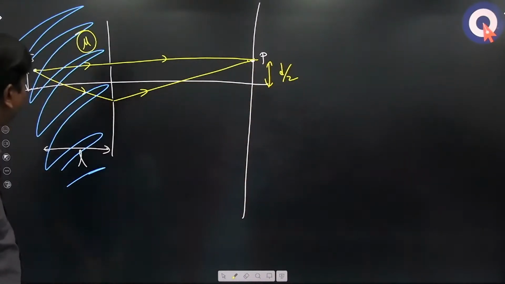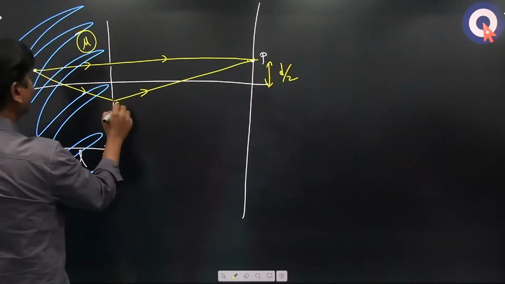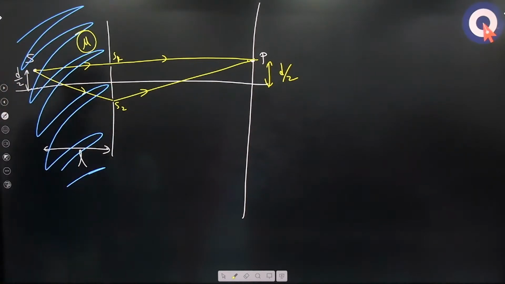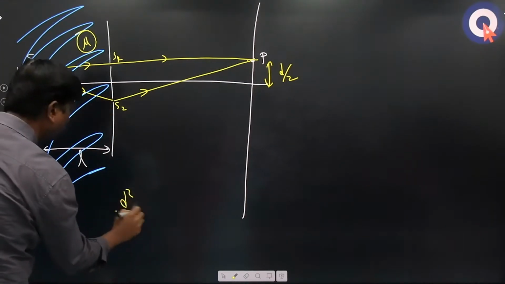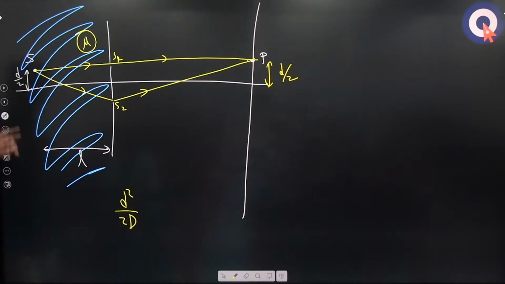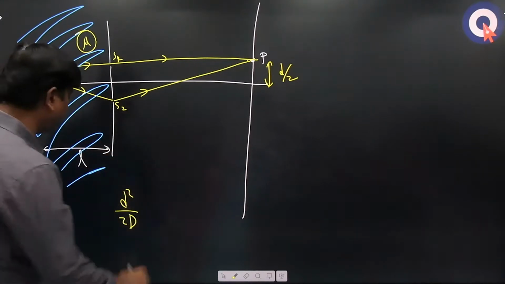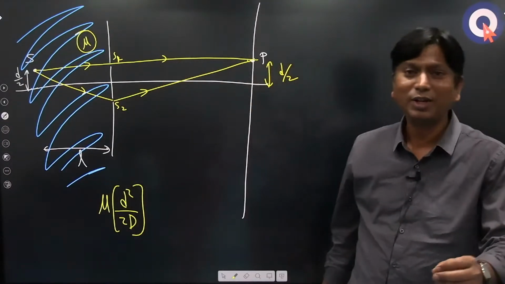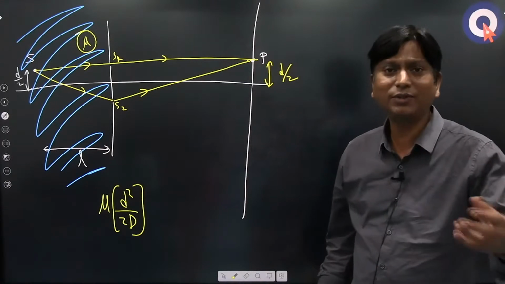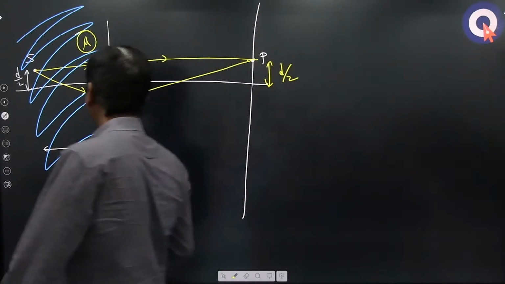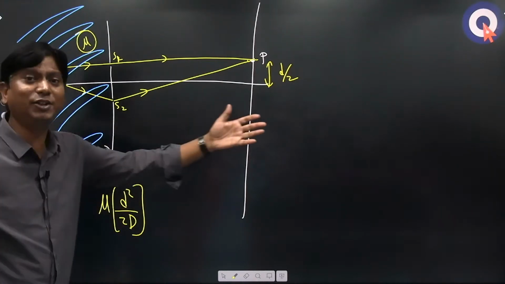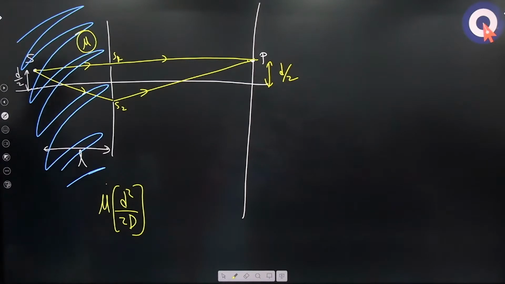Now how are we writing the condition now? First, SS2 is longer than SS1 by an amount you already know, d square by 2D. This was in the medium of nu. Now the same thing, if you take it out in air, you have to multiply with nu times, because everything, whether it is a path or path difference, we are trying to convert into air, right? So this is the path difference they get in the medium, but when you take air, they get a more path difference, so you are multiplying with nu.